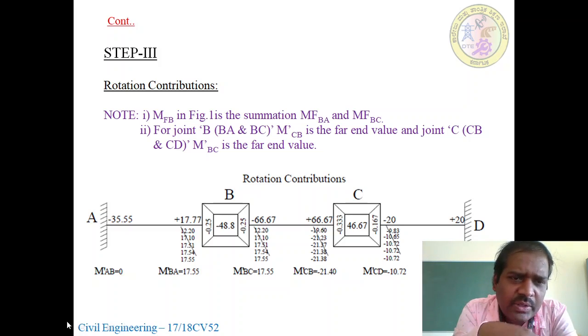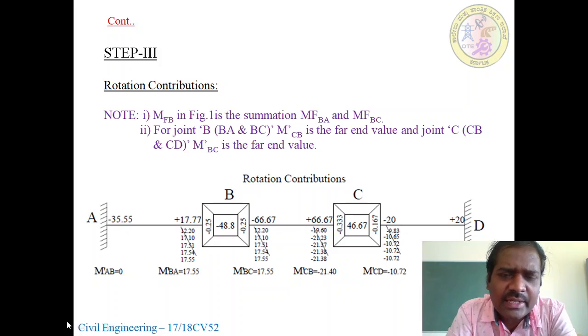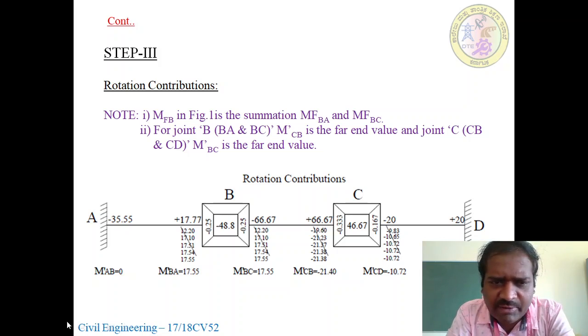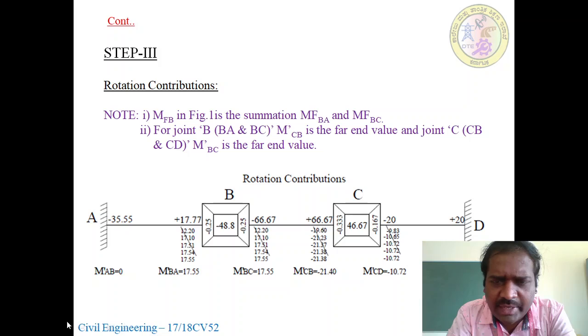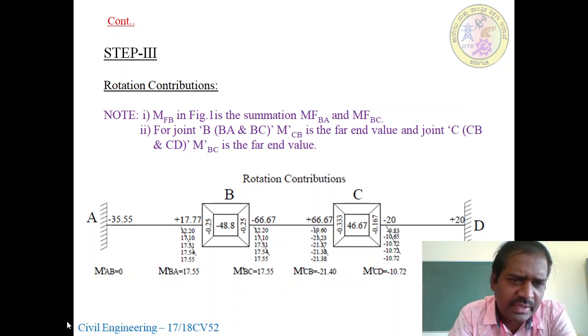How will it be? It is the summation of 17.77 plus minus 66.67. Addition of these two will be the MFB. And MFC is the summation of 66.67 minus 20, you will get 46.67. So you will get the MFC value. In the box, minus 48.8 and 46.67, and minus 0.25, minus 0.25, these are the rotation factors, and minus 0.33 and minus 0.167, these are the rotation factors of RBC, RCB, RCD and RBA.